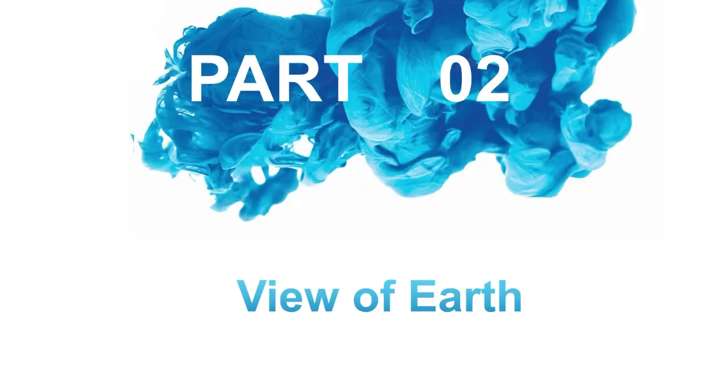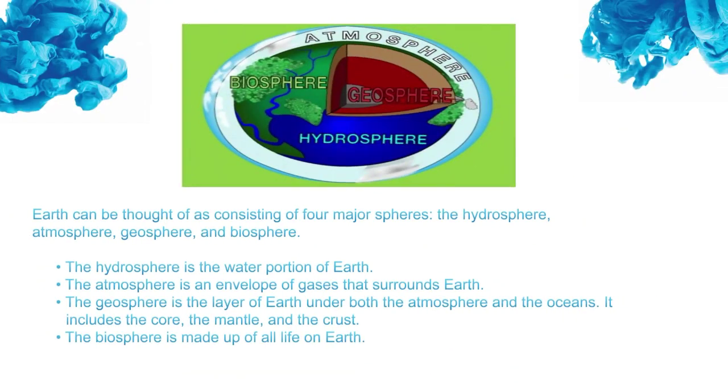The part 2 is the view of Earth. As you can see on the picture that I posted, there are 4 layers or 4 spheres: atmosphere, biosphere, geosphere, and hydrosphere. Earth can be thought of as consisting of 4 major spheres: the hydrosphere, atmosphere, geosphere, and biosphere.